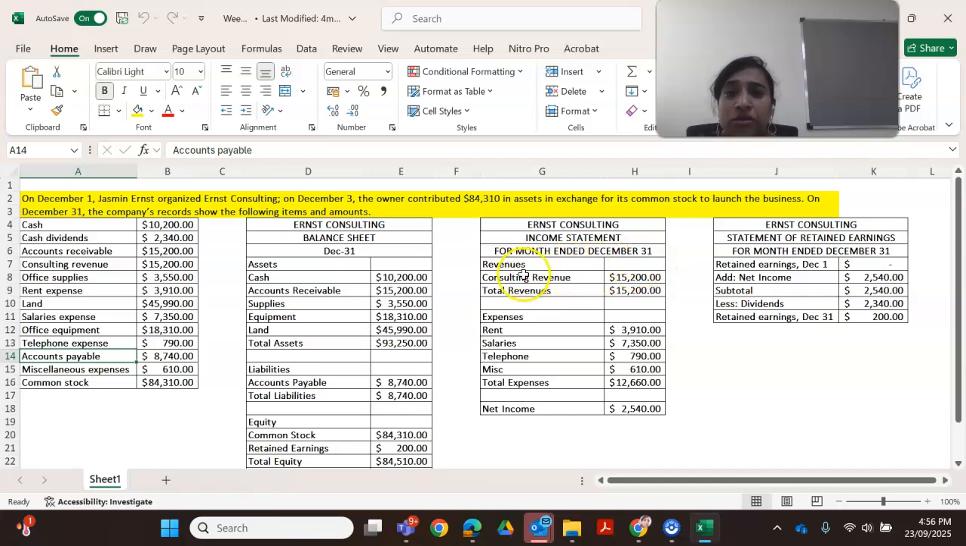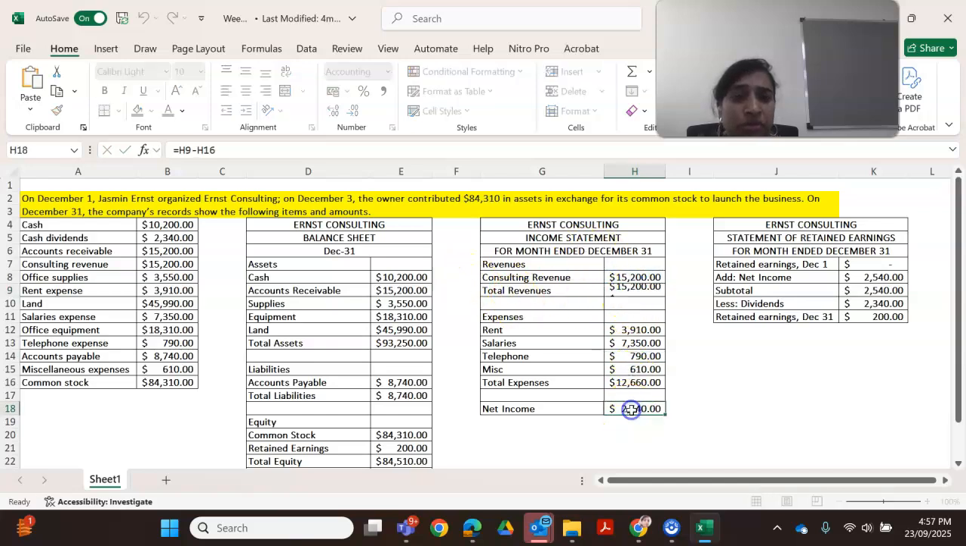December 31st. Here I took the revenues first because revenues minus expenses gives us the net income. Under revenues I have consulting revenue, which is $15,200, and under expenses I have rent, salaries, telephone expense and miscellaneous expenses. I have added all these expenses, and the sum of all these expenses is around $12,660. And now comes the net income. Net income is total revenues minus the total expenses, which is $2,540.